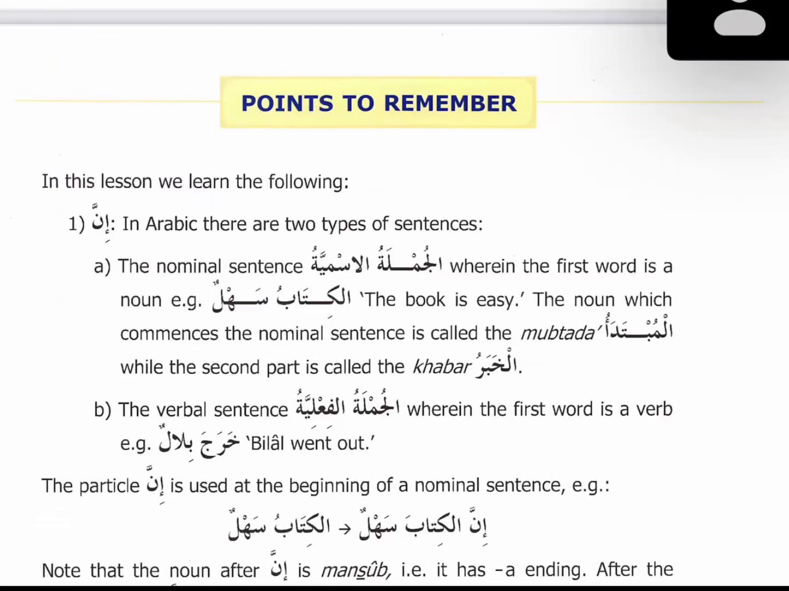Bismillahirrahmanirrahim. We are going to continue a little bit from the previous lesson. We are going to see points to remember from the previous lesson. In this lesson, we learned the following. Inna. In Arabic, there are two types of sentences. The nominal sentence, al-jumlatul ismiyatu.